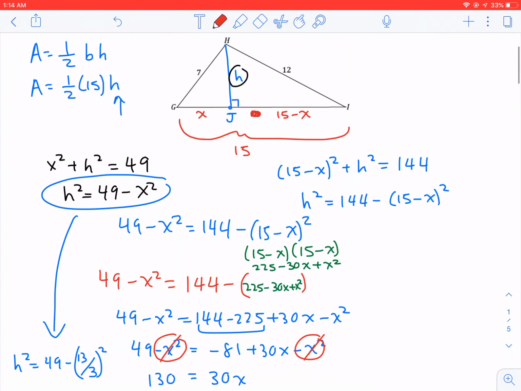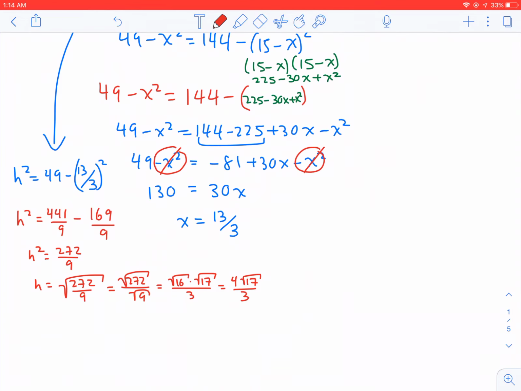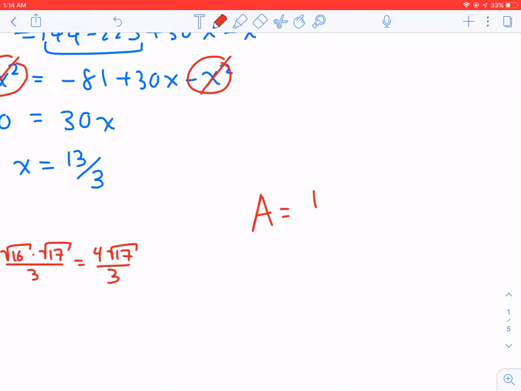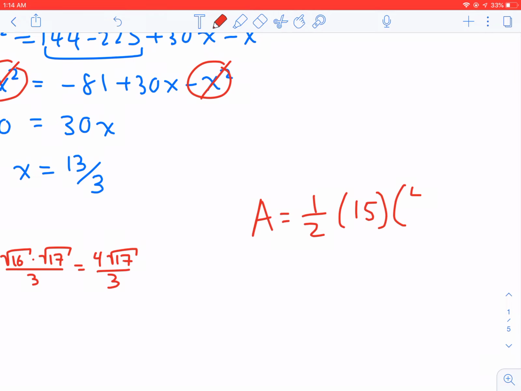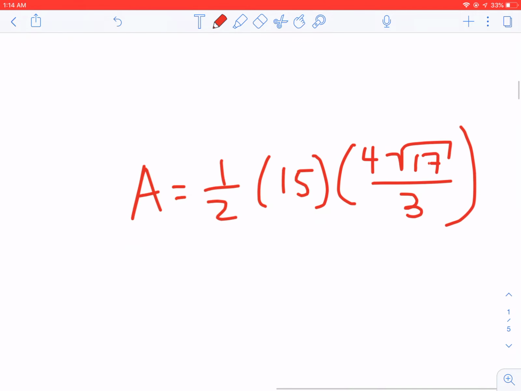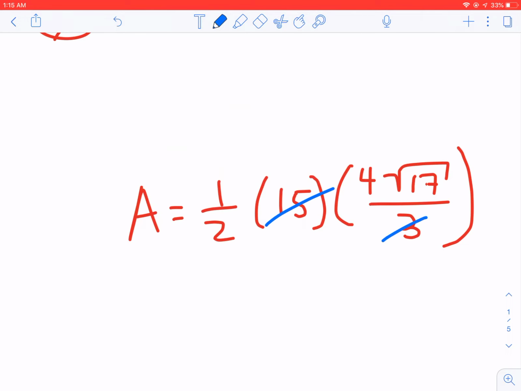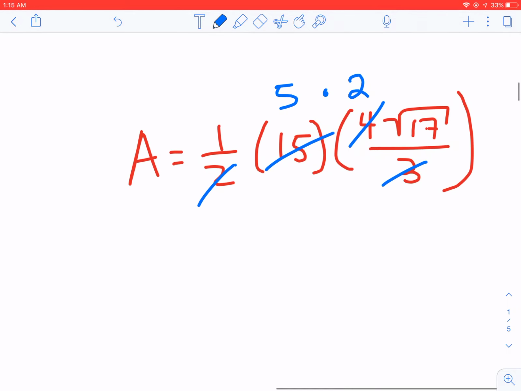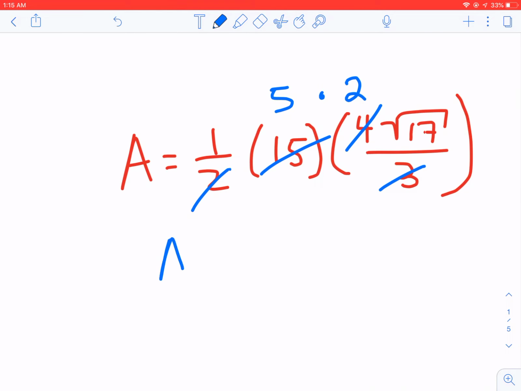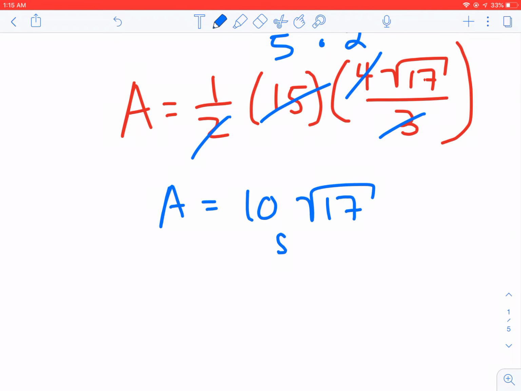And so our area is going to be 1/2 the base, which was 15, times the height, which we just found as 4 rad 17 over 3. Alright, let's clean this up. 15 over 3, that's 5. I have a 4 on top, a 2 on bottom. That's going to be 2 on top. So 5 times 2 times radical 17. The area is 10 rad 17 square units.